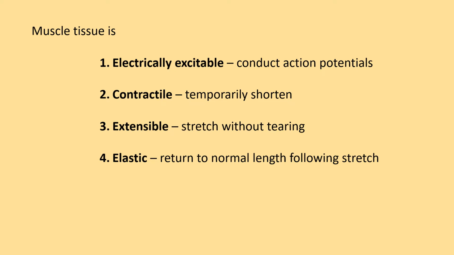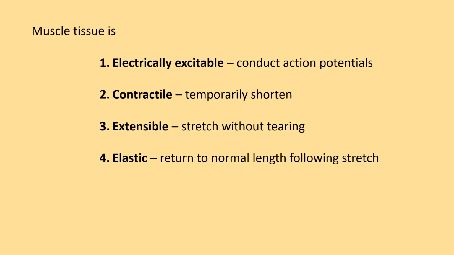Here we're going to talk about some more properties of muscle tissue. I've already introduced you to the first concept, that muscle tissue is electrically excitable because those cells can conduct action potentials. And I've already introduced you to the second concept, that muscle tissue is contractile. That means that the cells temporarily shorten, and when all the cells in a muscle temporarily shorten, the whole muscle shortens to produce body movement.